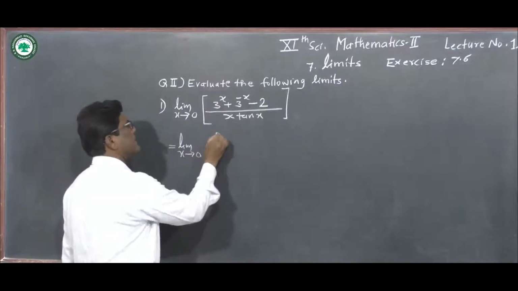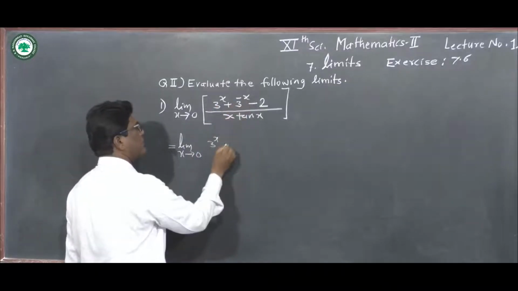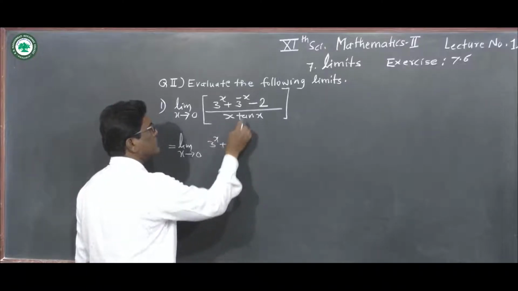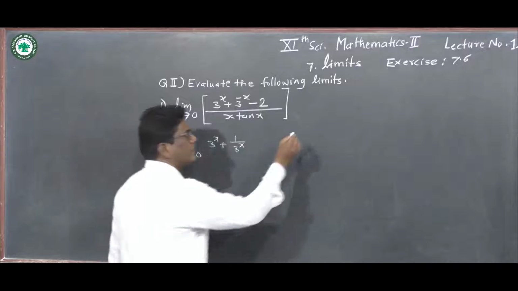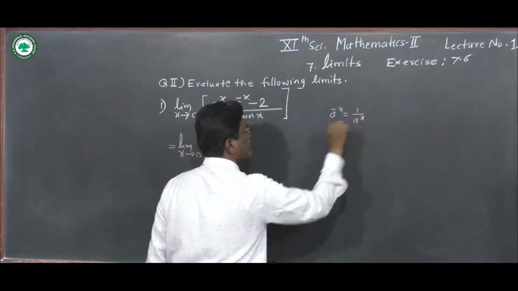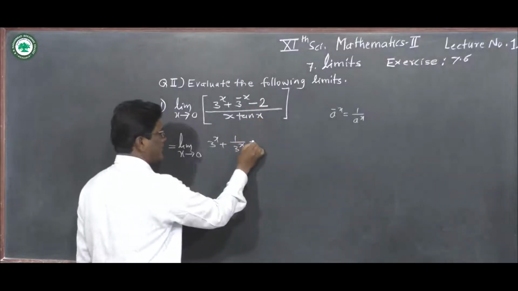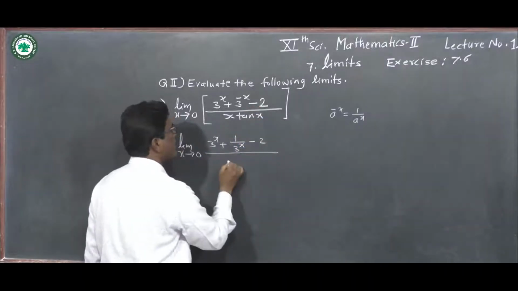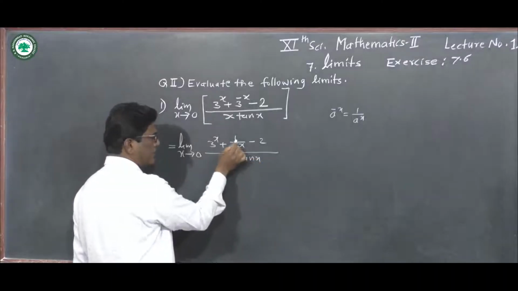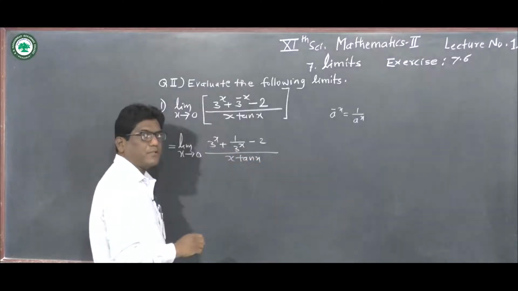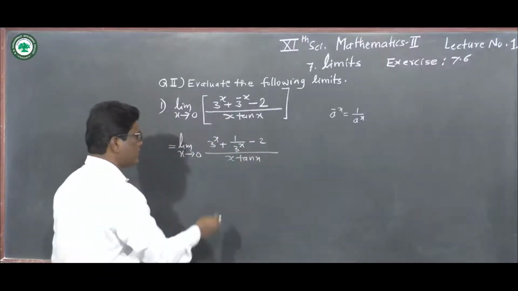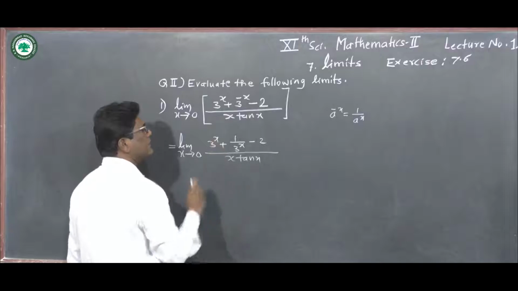we write this 3 to the power minus x as 1 upon 3 to the power x using the rule of indices. A to the power minus x is equal to 1 upon a to the power x. This minus 2 as it is, and divided by x tan x. Now here this 3 to the power x is in the denominator, we have to cancel this, so we multiply by 3 to the power x to numerator and denominator.